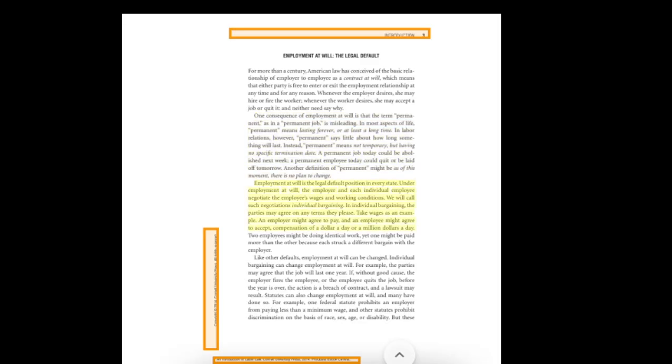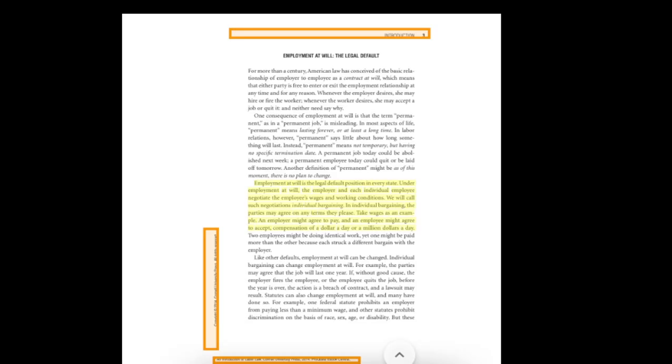Employment at will is the legal default position in every state. Under employment at will, the employer and each individual employee negotiate the employee's wages and working conditions. We will call such negotiations individual bargaining. In individual bargaining, the parties may agree on any terms they please.